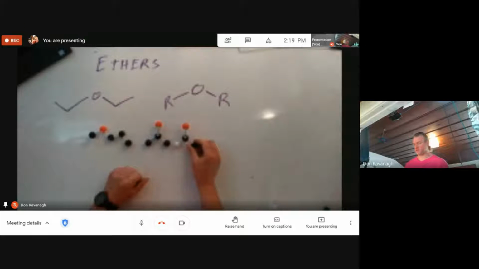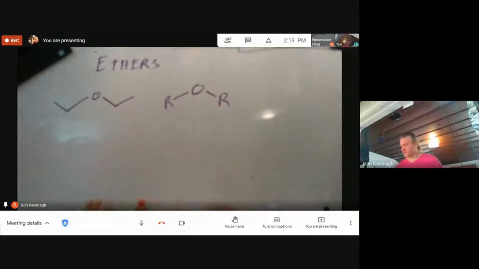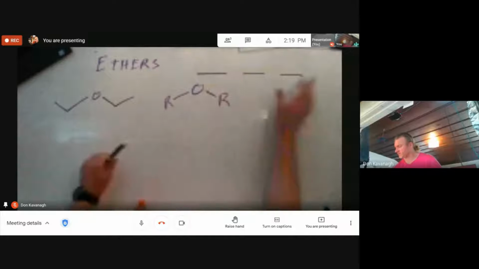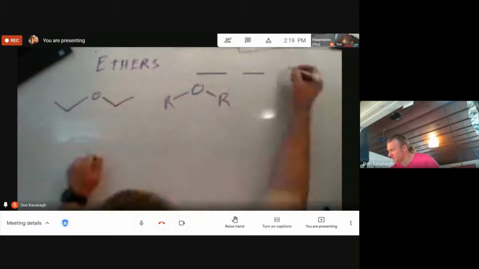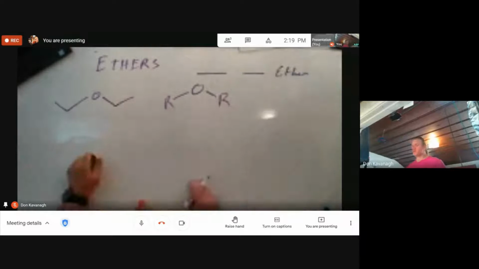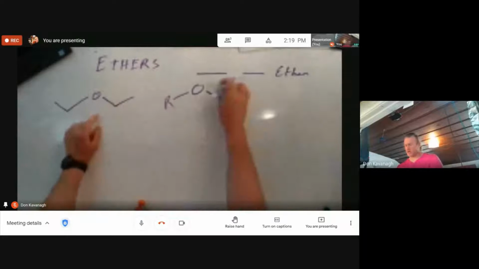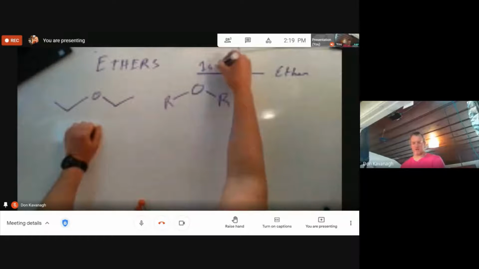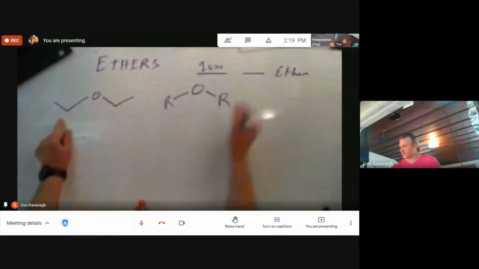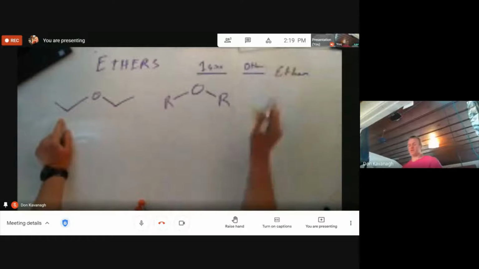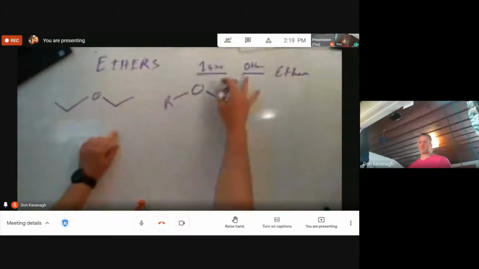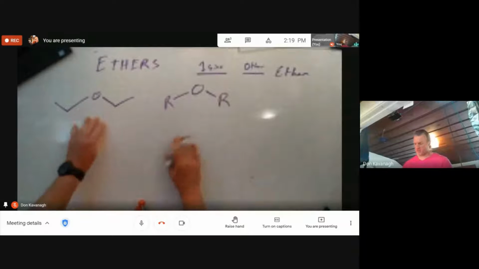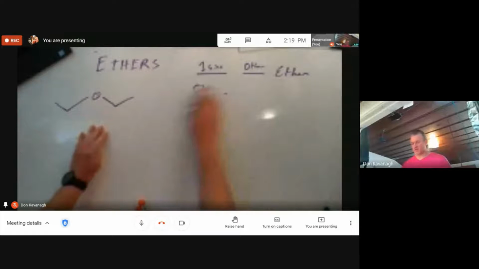Now the naming of ethers. Ethers have three-word names, and the last word is always ether. So this is always one side of the oxygen, and this is always the other side. Now there can be a reason for one side to take precedence over the other. But for right now, looking at this one, this is an ether because it has an oxygen in the center right there.